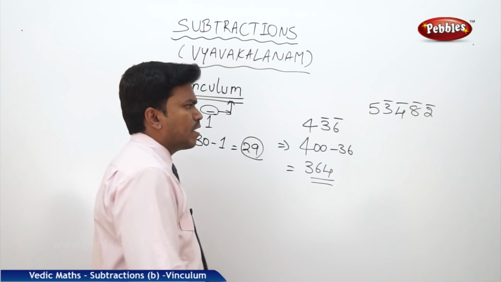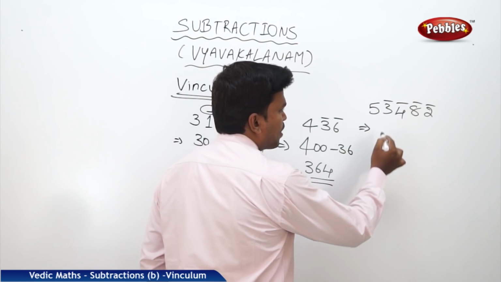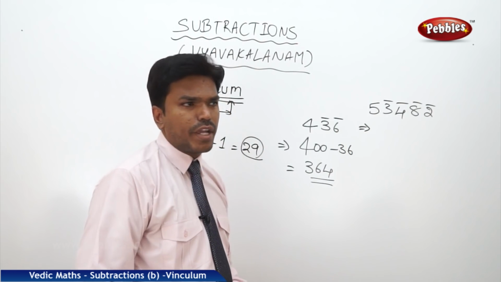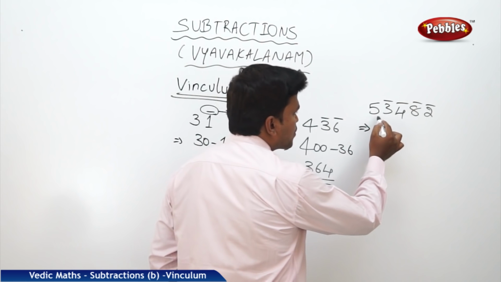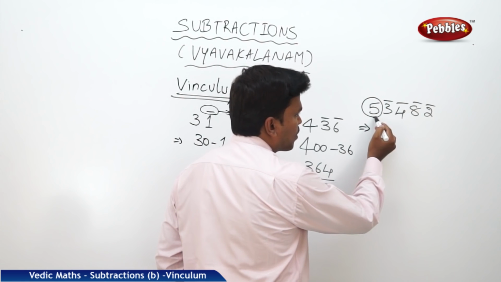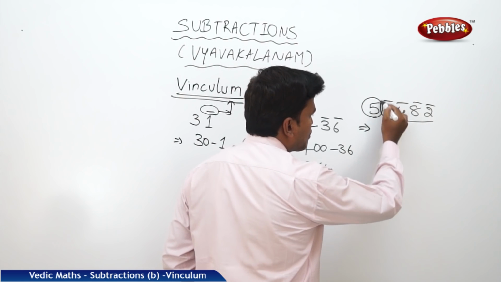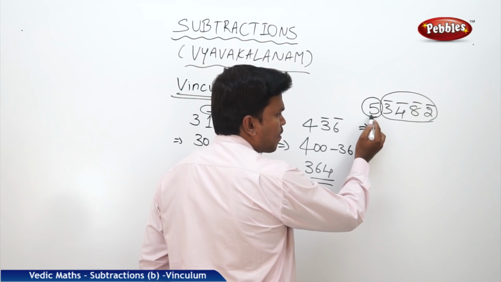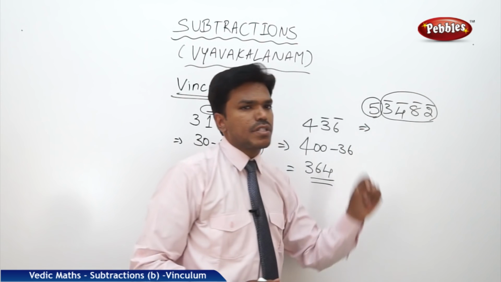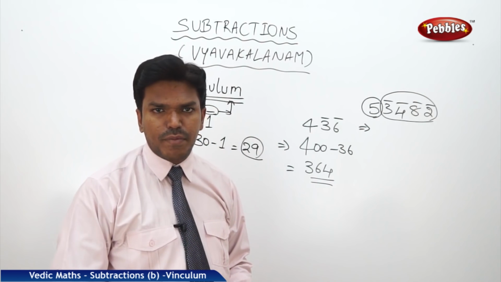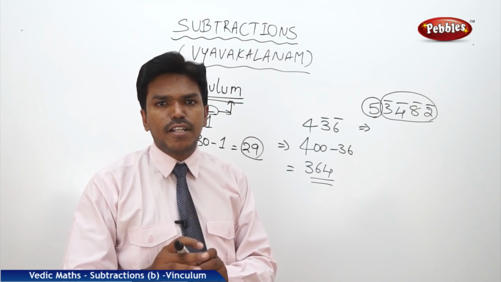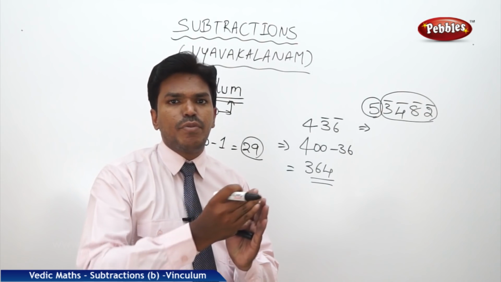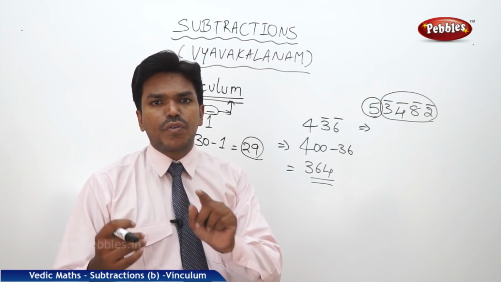See here, to convert the Vinculum number into the normal number, you have to reduce the number before the bar number. That means the bar number is how much? 3482. This is the bar number. The number before it is 5. So you have to reduce this 5 by 1 every time. Whatever be the digit that is before the Vinculum number, you have to reduce by 1.